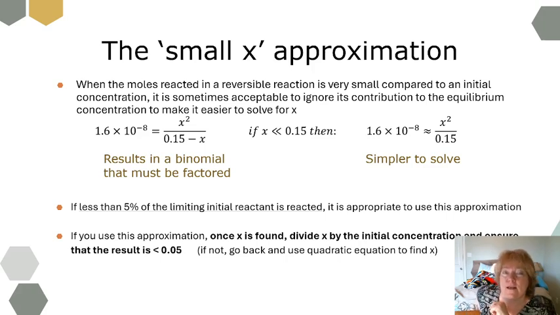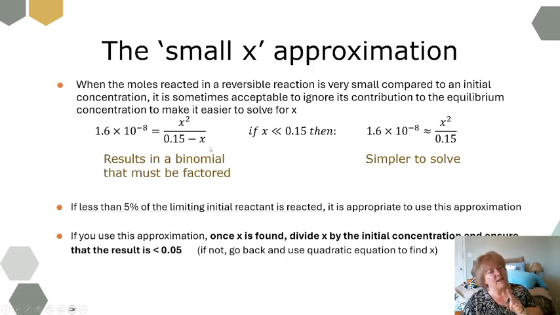We're going to use the small x approximation a lot because it makes the math a lot easier. Okay, let's just look at some reversible reaction. So let's say that I know an equilibrium constant value, and I've set up the ICE table, and I get some expression like this: 1.6 times 10 to the negative 8 equals x squared over 0.15 minus x. Now, realistically, I can't solve this without using the quadratic equation because this is not going to cancel out.